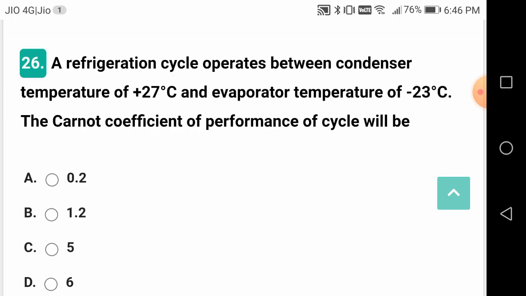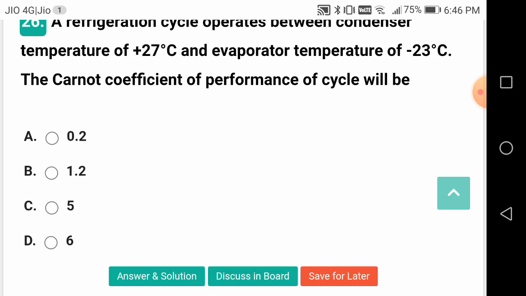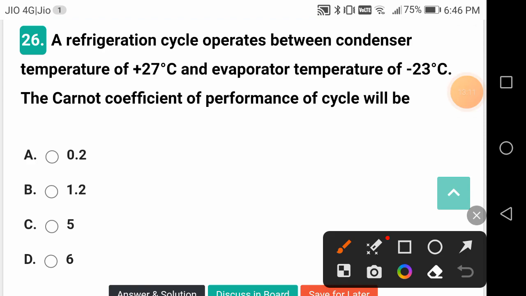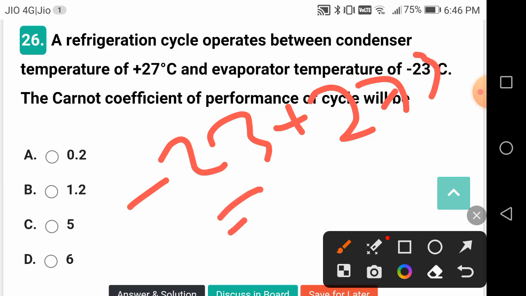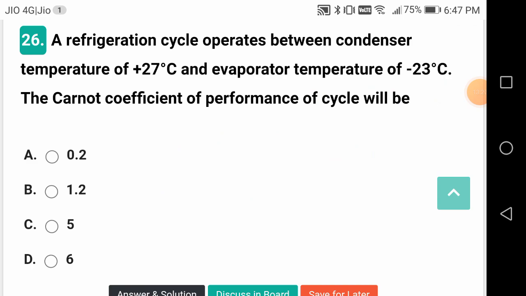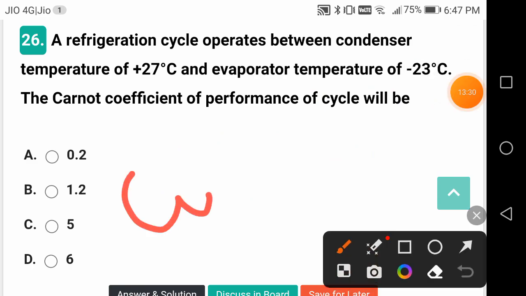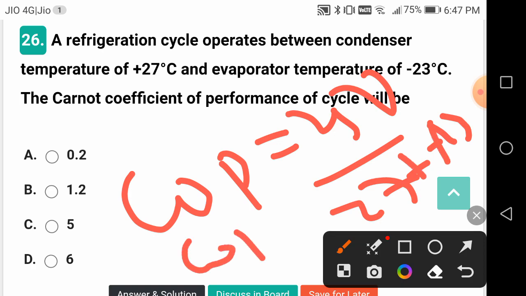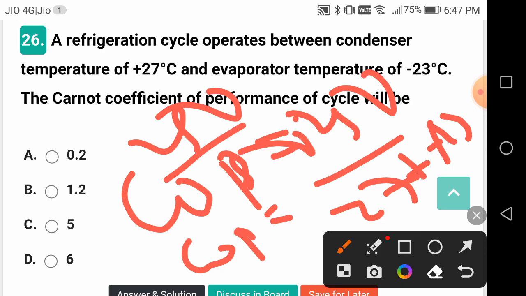A refrigeration cycle operates between condenser temperature 27 and evaporator temperature minus 23 degrees centigrade. The Carnot coefficient of performance of the cycle will be how much? So minus 23 plus 273, that is 250, and the difference between them is 50 degrees centigrade. So your COP will be equal to 250 by the difference in temperatures, 27 minus of minus 23, that is plus 23, that is 250 by 50, that is 5.